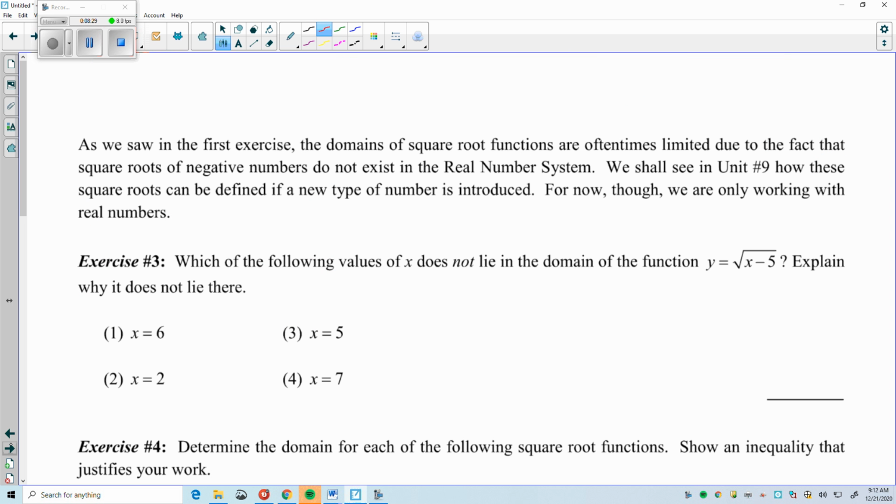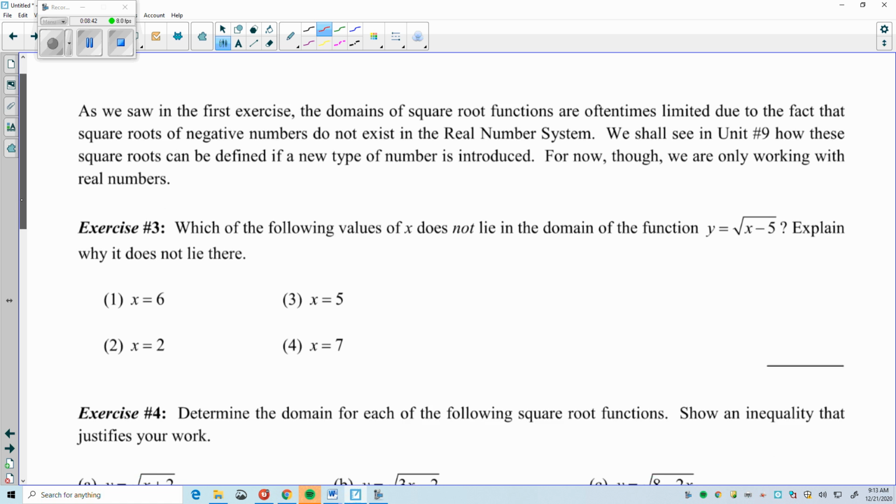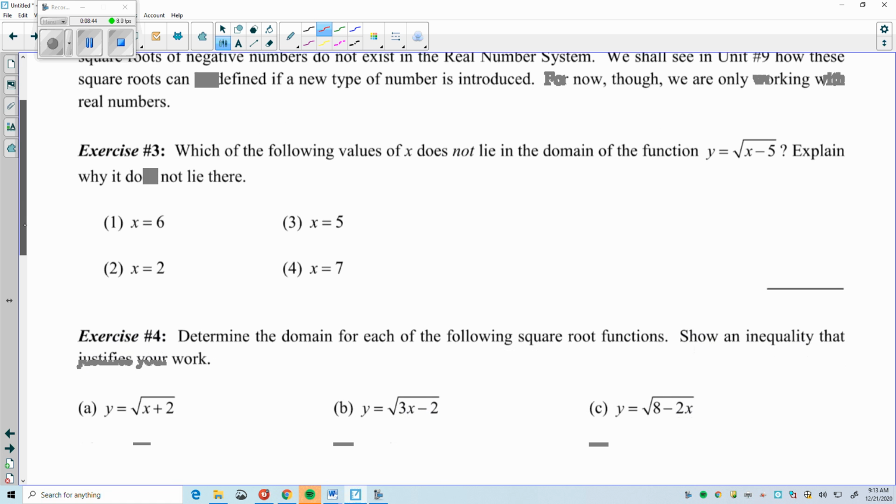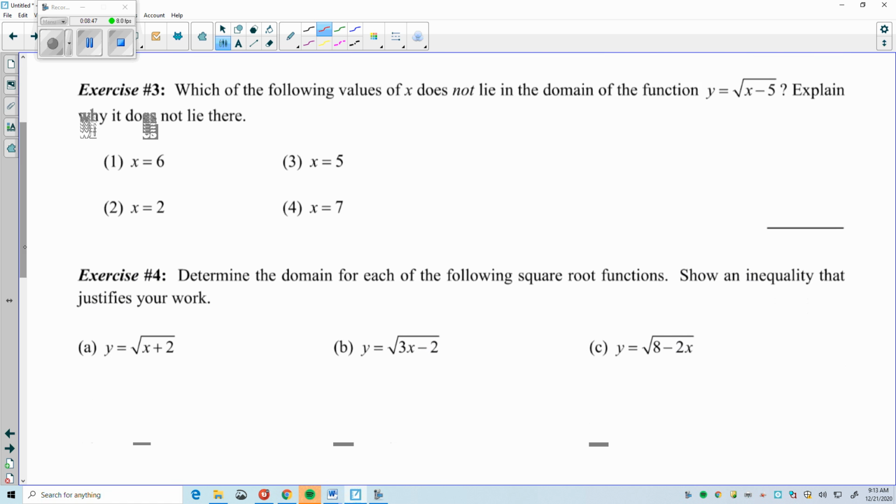Okay. So we are going to take a look at how we can have a negative number under a square root, and it says the square roots of negative numbers do not exist in the real number system. As we progress into our next unit, we're going to see how actually we can change that. So it says, which of the following values of x does not lie in the domain of that function? Now think about what we said. I cannot have a negative under the square root. So in other words, this cannot be negative. It has to be greater than or equal to 0.